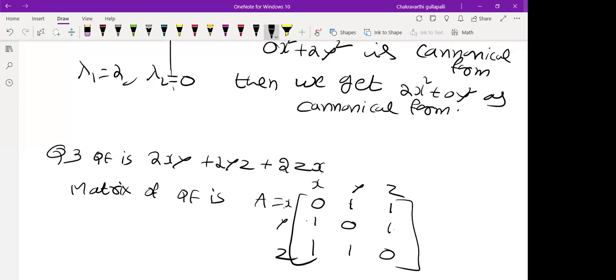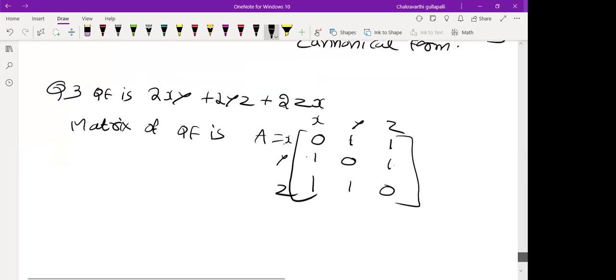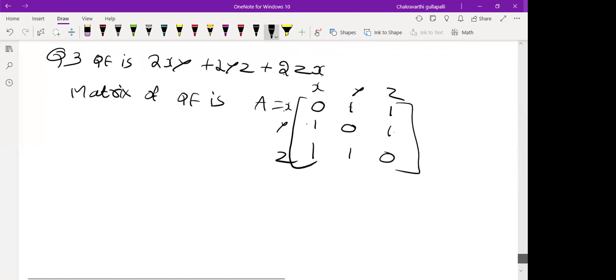Now, if you want the rank, don't waste your time finding eigenvalues. You can simply reduce it to echelon form and find it. But because we want the nature, I am doing eigenvalues. Otherwise, both will give you the same answer. If you want only the rank, reduce it to echelon form. So, because we want the nature, we want eigenvalues. So, how to get eigenvalues? Let us see. What is the characteristic equation?